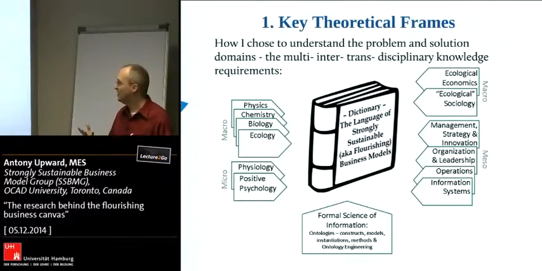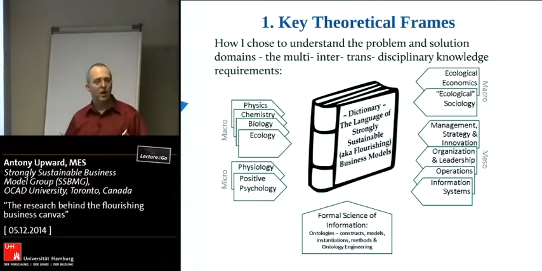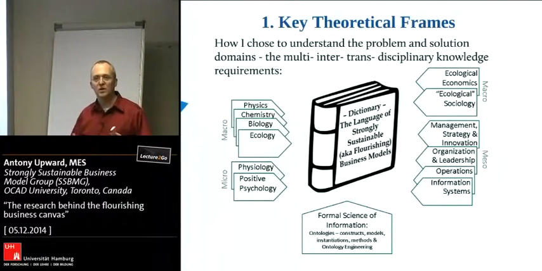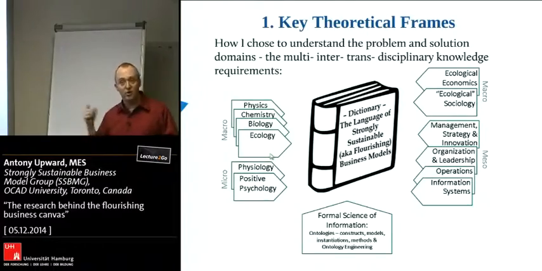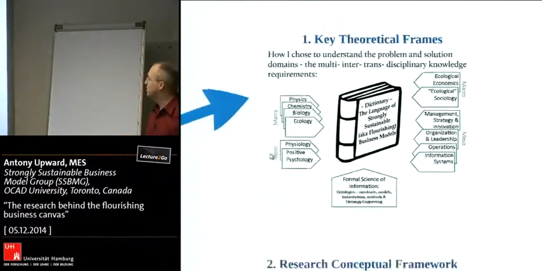We need some way to describe a flourishing business model. We need some formalism to help us with this. And of course, we're dealing with information. Information science is a formal scientific discipline. And so this is where the idea of ontologies and information science comes into this.